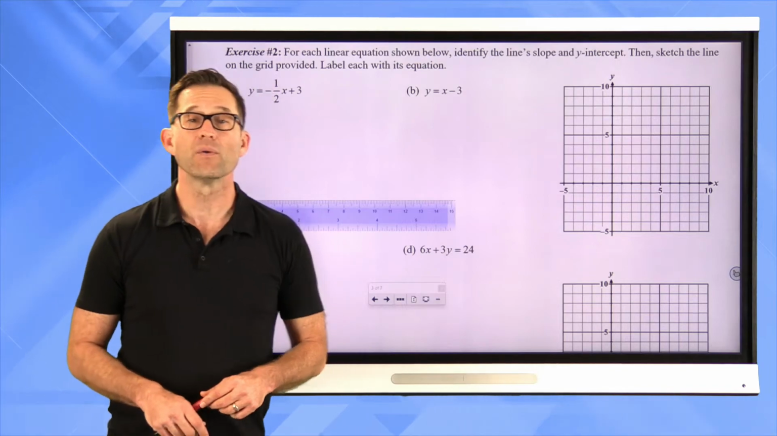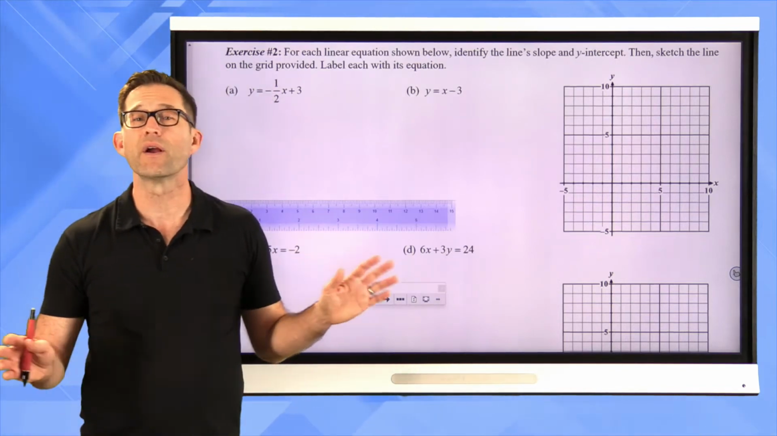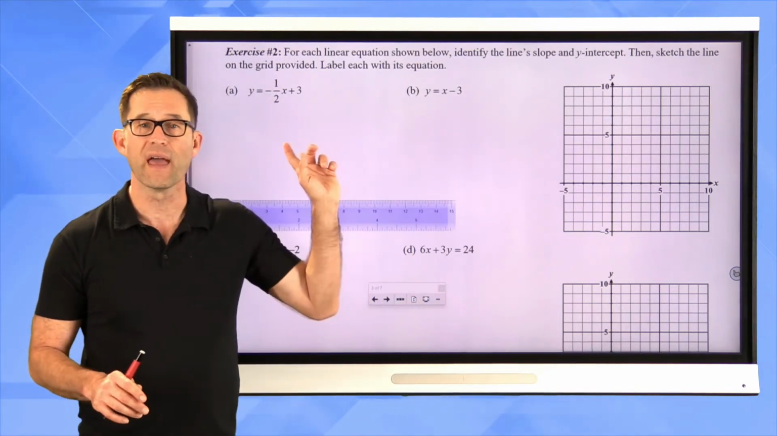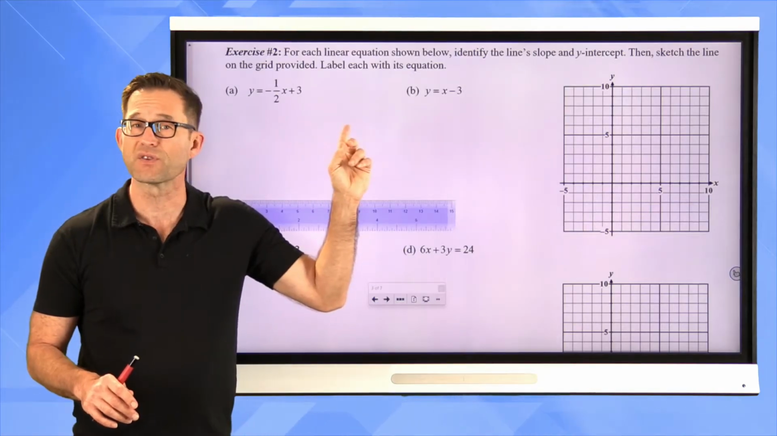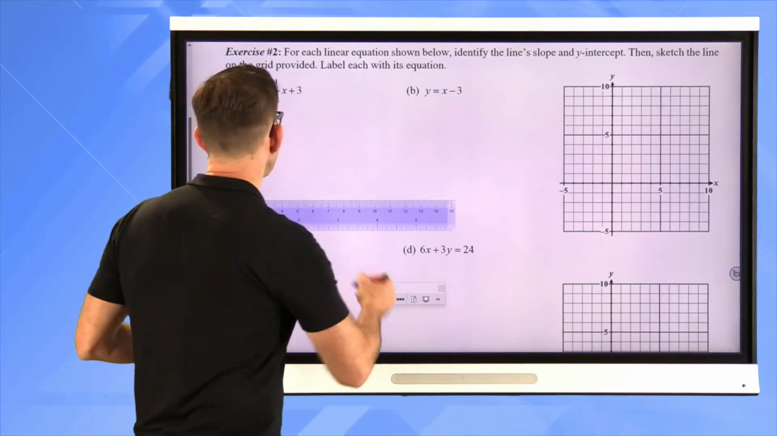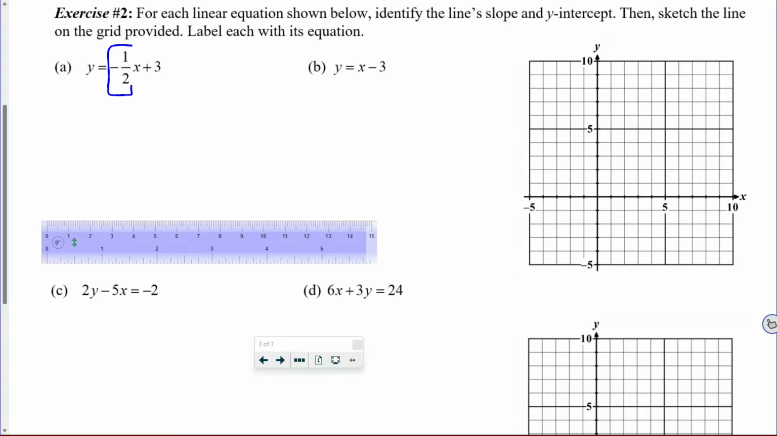All right, so let's take a look at letter A. Letter A is very easy, right? We have y equals -1/2 times x plus 3, okay? Keeping in mind that this then is the slope and this is the y-intercept. Actually, let me make sure I circle also the positive sign. So the slope is going to be -1/2 and the y-intercept is going to be 3.